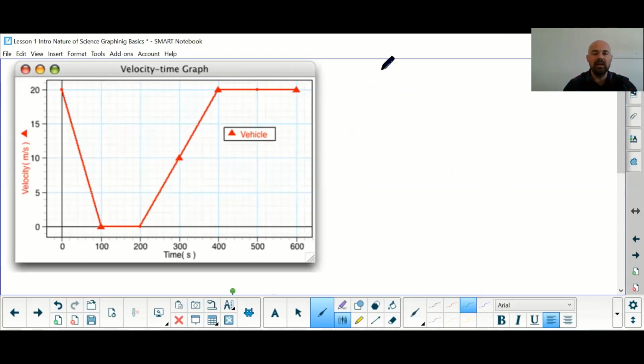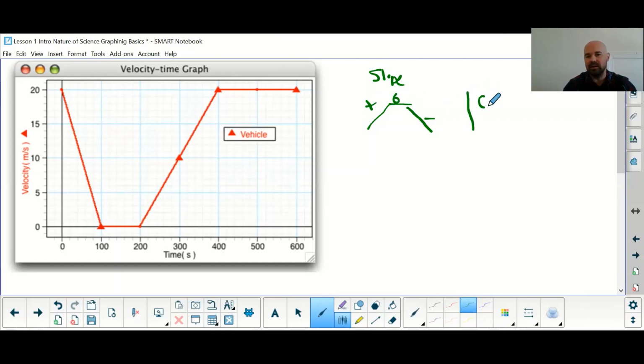One thing about slope: slopes can be positive, slopes can be negative. If you have a slope going up and to the right, that's a positive slope. If you have a slope going down and to the right, that's a negative slope. If you have a flat line, that's zero slope. And if you have a vertical line, you have what's called an undefined slope. In physics, we will never have this scenario. We will never have an undefined slope. In math class you do, but we will have positive, zero, and negative.